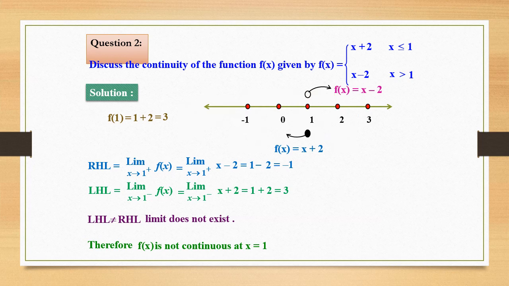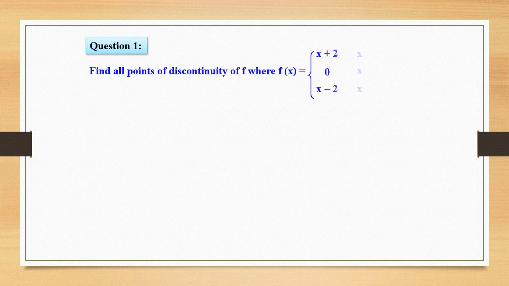Next example. Find all the points of discontinuity of f of x where f of x is equal to x plus 2 when x is less than 1, it is equal to 0 when x is equal to 1, and equal to x minus 2 when x is greater than 1.